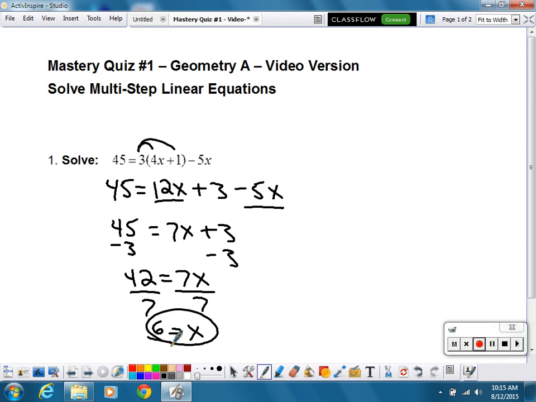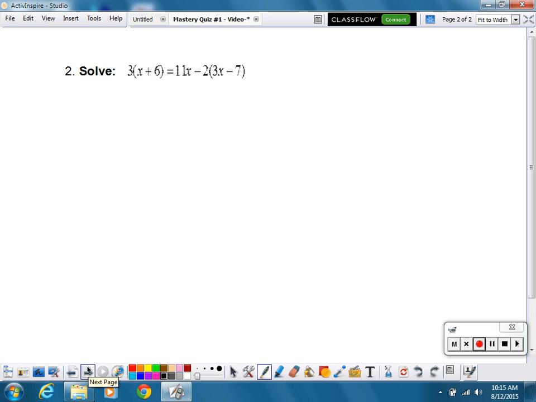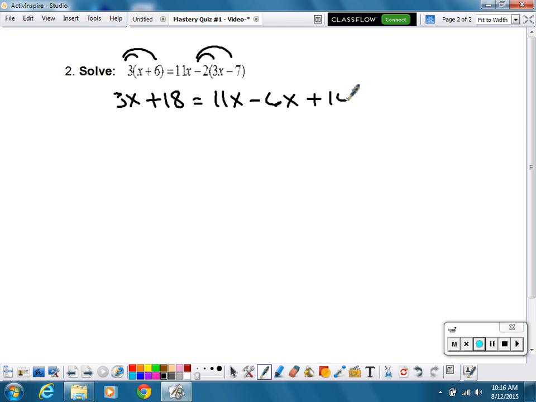Our second equation. You'll notice that there's 2 sets of parentheses we've got to take care of. So we'll go with 3 times x and get 3x. We'll get 3 times 6, get 18. Equals the 11x. On that second set of parentheses, careful that you have a minus sign or a negative 2. So you've got to be careful and go negative 2 times 3 to get that negative 6x. Then I have to take that negative 2 times a negative 7, get a positive 14.